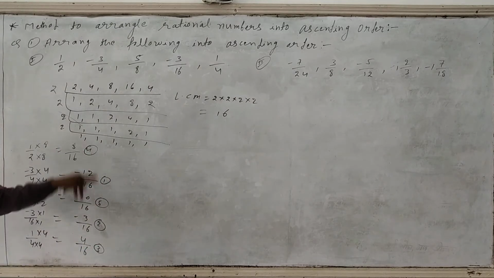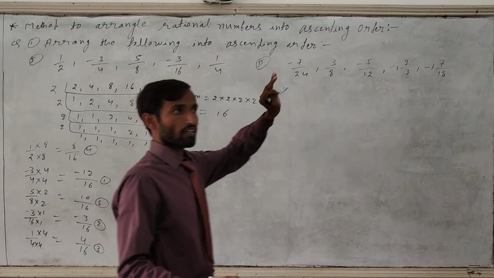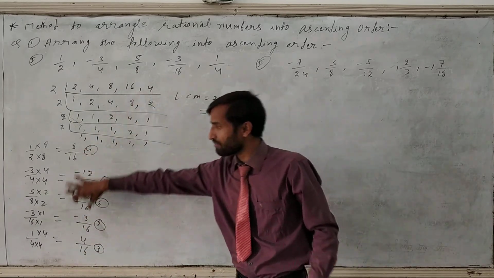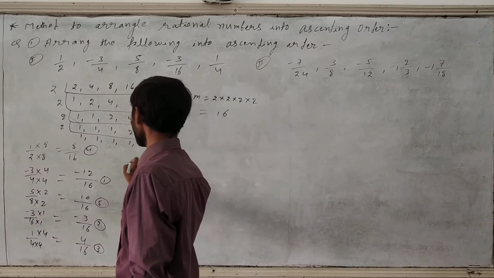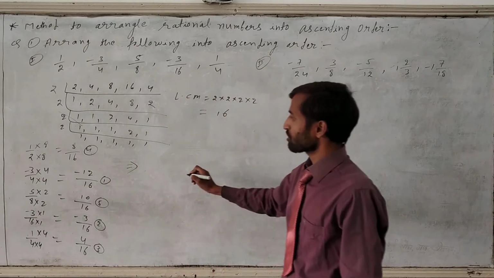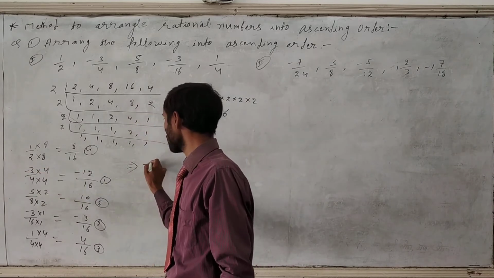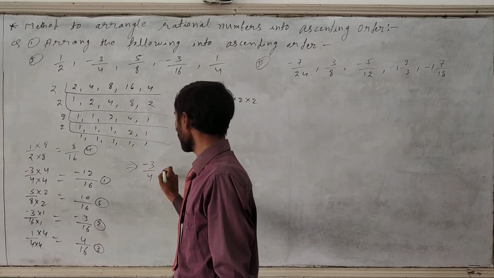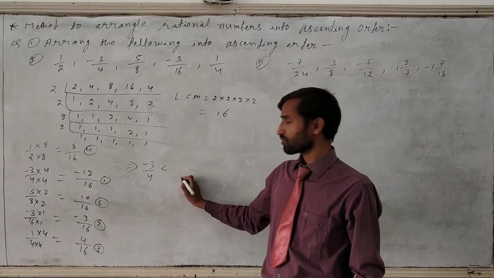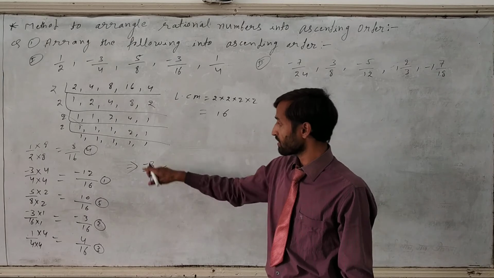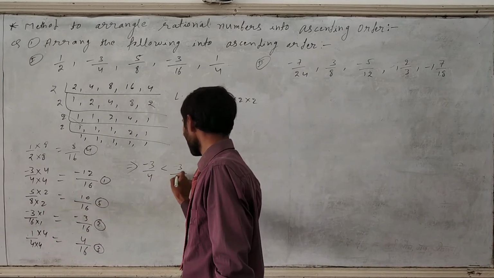So now you are arranging the original numbers, because you have to answer in the original numbers only. These are the processes we did, but we have to give the answer in the original numbers in ascending order. So first position means minus 12 upon 16, so the original number minus 3 upon 4 will come. So minus 3 upon 4 is less than. You have to put this type of symbol, meaning this one is less than this. So the second is minus 3 upon 16.